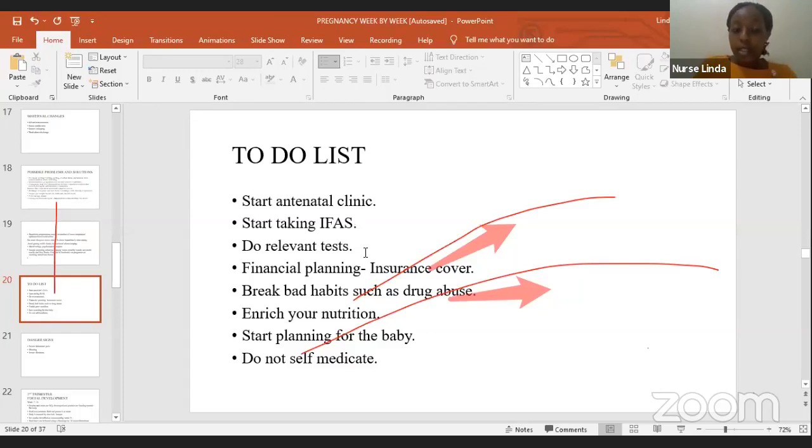In the first trimester, we have seen a lot of fetal development taking place, and the IFAS is supposed to aid in the development of quality organs for the fetus.